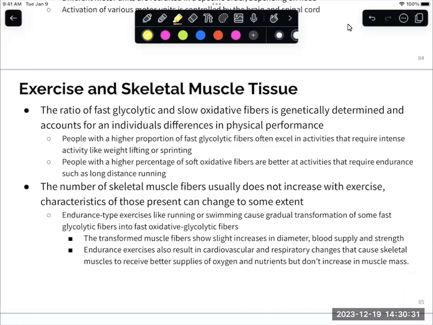So again, that ratio of the different types of fibers, it's genetically determined. So people with a higher percentage of those fast glycolytic are going to be really good at sprinting or weightlifting. Somebody who has more slow oxidative are going to be really good at long distance running.